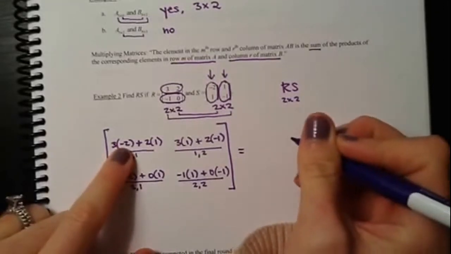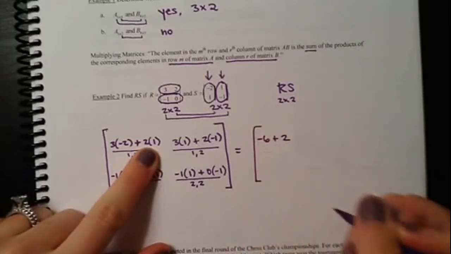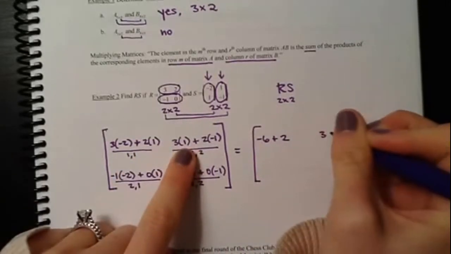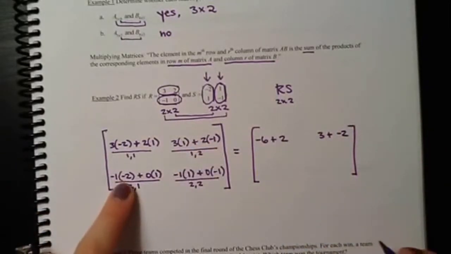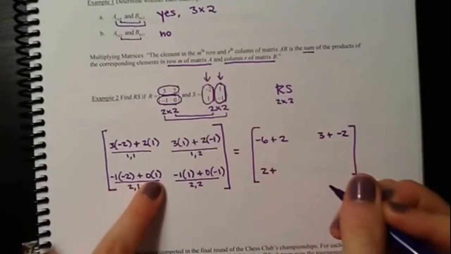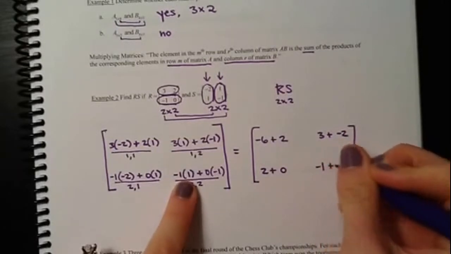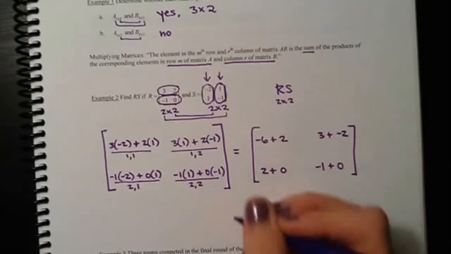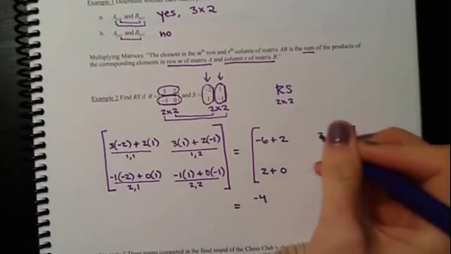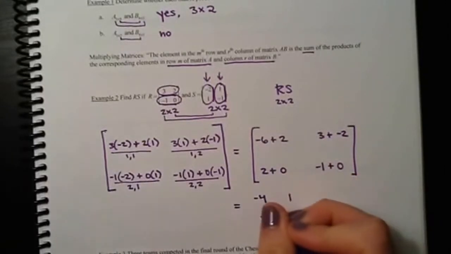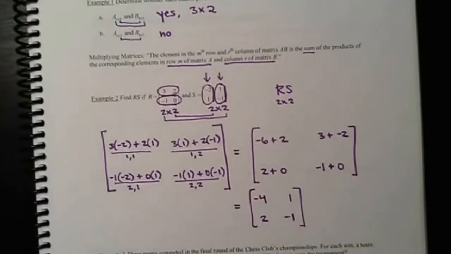So 3 times -2 is -6, plus 2 times 1 is 2. 3 times 1 is 3, plus 2 times -1 is -2. -1 times -2 is +2, plus 0 times 1 is 0. -1 times +1 is -1, plus 0 times -1. Okay, finally add these up. -6 and +2 leaves me with -4. 3 and -2 is 1. 2 and 0. -1 and 0. So that is my brand new matrix.